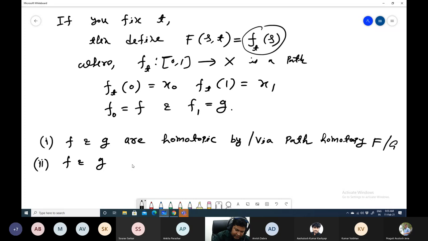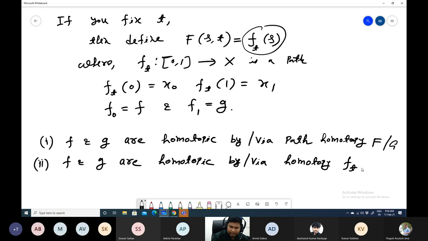are homotopic again by, or you can say via, you can just write homotopy, that is homotopy of paths ft, you can say this one as well. So these are just language, so you can write this as well as you can write this.